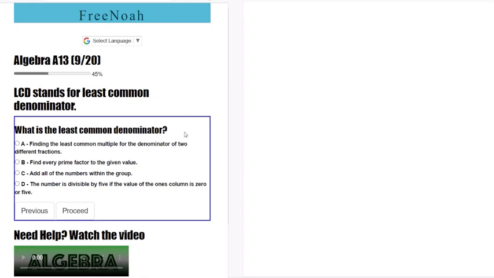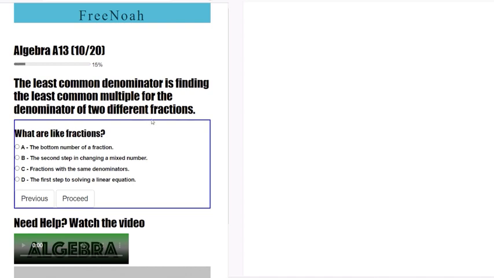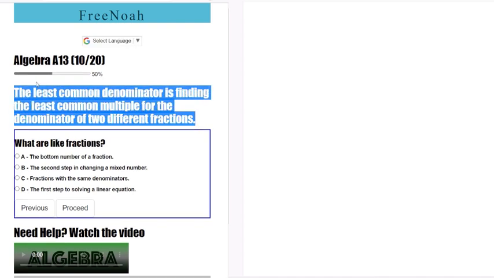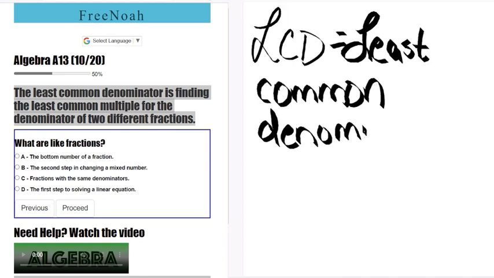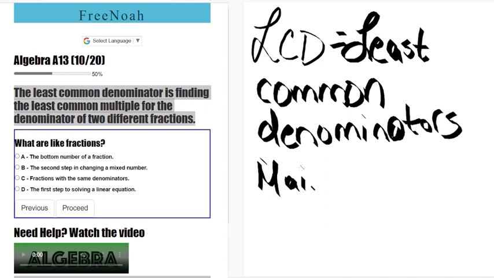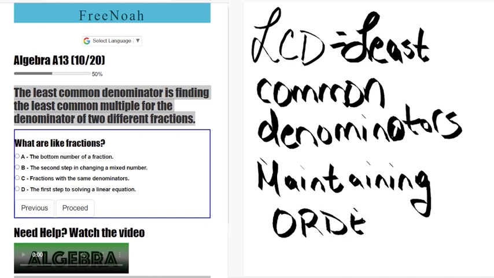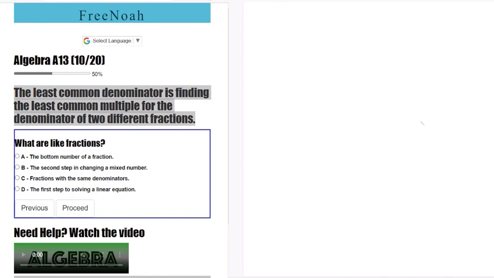Least common denominator. So what is the least common denominator? The least common denominator is finding the least common multiple for the denominator of the two different fractions. So LCD stands for least common denominator, and here we need to maintain order. So maintaining order, especially when we start dealing with fractions, negative fractions.